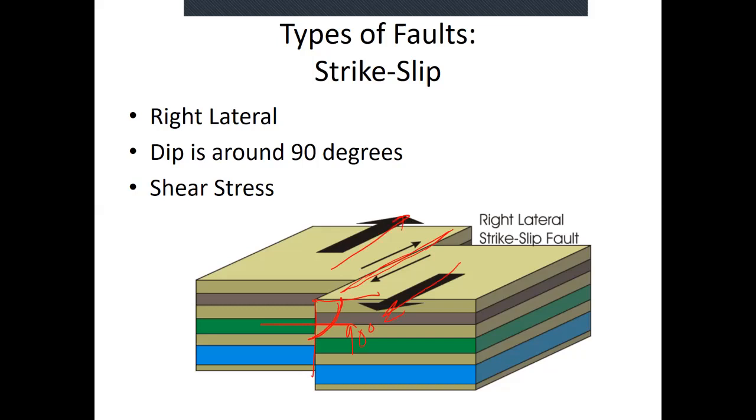So with dip slip faults, we have vertical motion of rock. Rock is moving up and down. With strike slip faults, we have mostly horizontal motion of rock. Rock is moving side to side. And so this is the result of shear stress. So where do we find shear stress? Transform plate boundaries. So we find strike slip faults along transform plate boundaries.